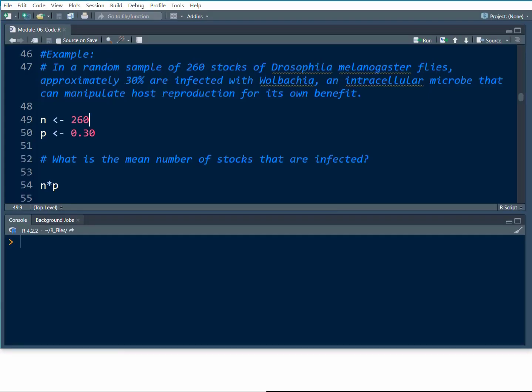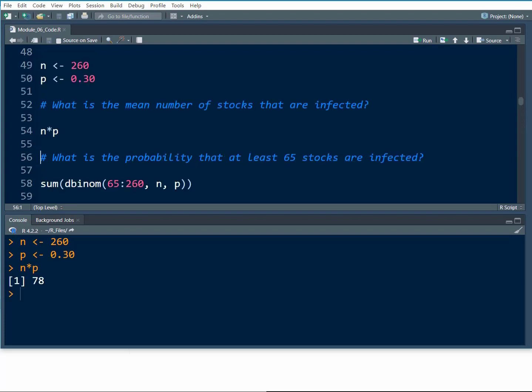Okay, here we call a trial a success if it is infected with Wolbachia. The number of trials is 260 and the probability of a success is 0.30. The mean number of stocks is given by n times p, which is 78.